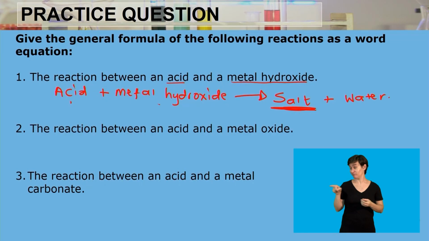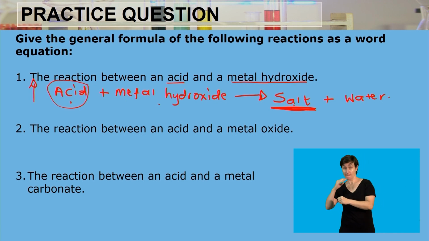Remember that the pH of this salt depends on the pH of the acid and the pH of the hydroxide. Whichever one is stronger than the other matters. Should the acid be stronger than the base, then the salt is going to be more acidic. Should the base be stronger than the acid in terms of its pH or its strength, then the salt is going to be more basic. However, should they have the same strength, then the salt is going to be neutral.